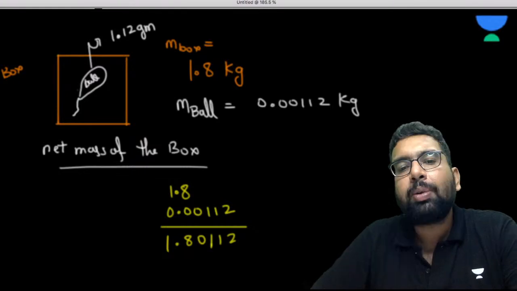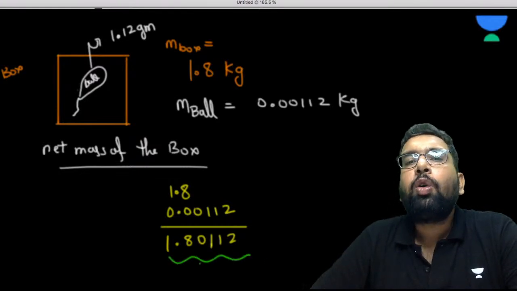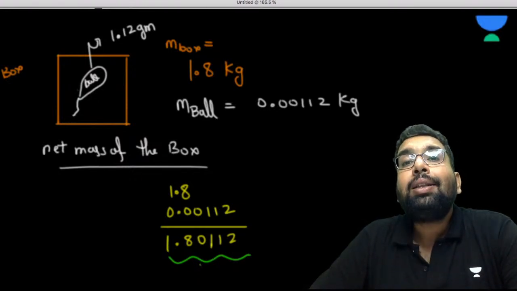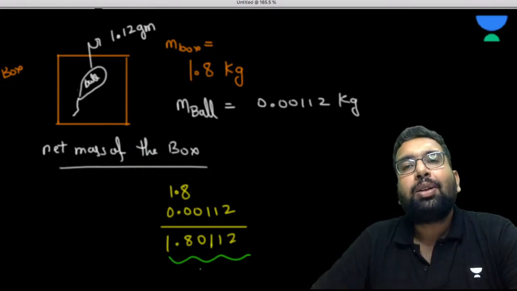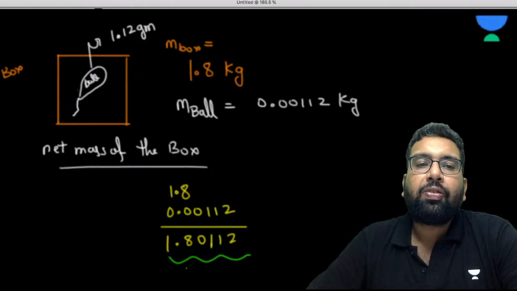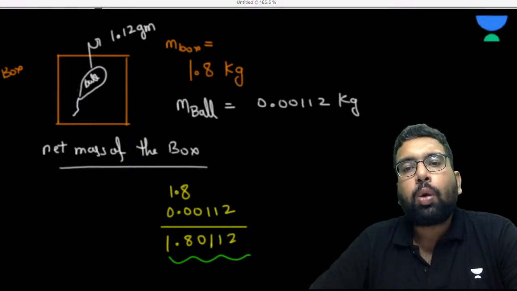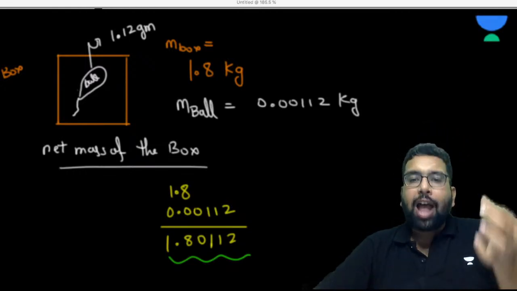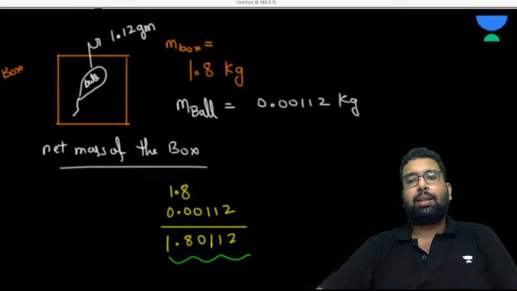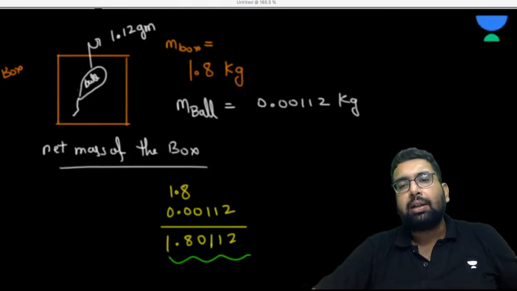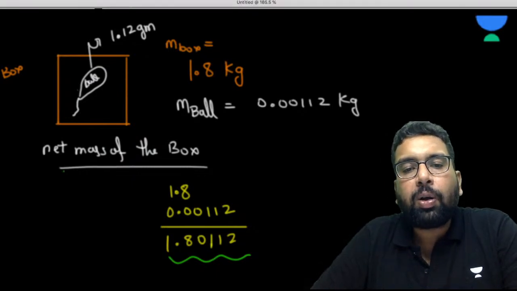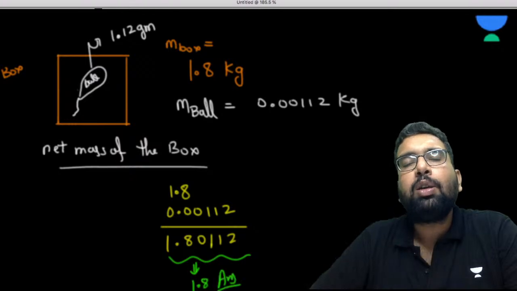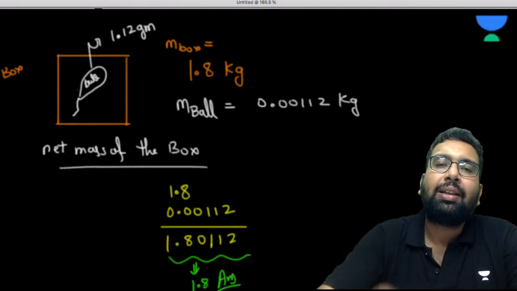No, sir, this is not going to be the final answer, because we want to reduce this. We must round this off to one decimal place, because we understood that in addition and subtraction, the final value must be rounded off to the decimal places present in the value with the least decimal places. So we are going to get 1.8. So 1.8 is going to be your final answer.